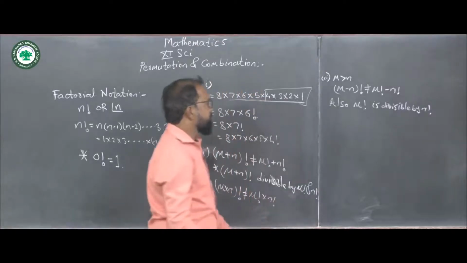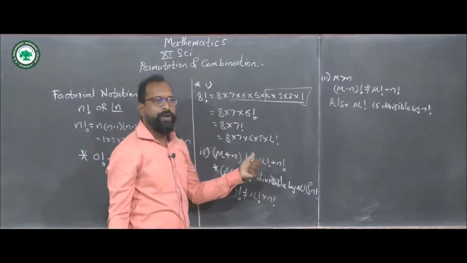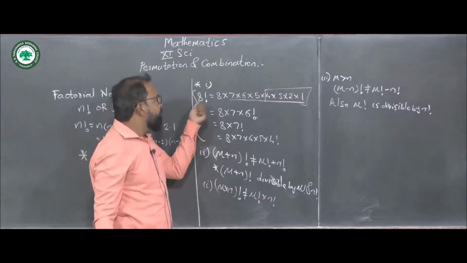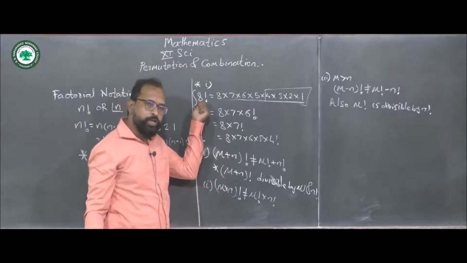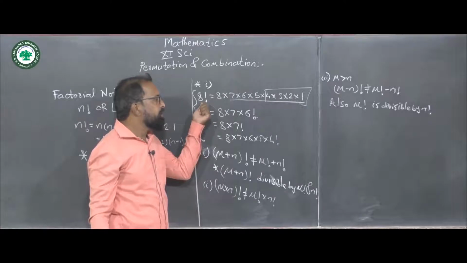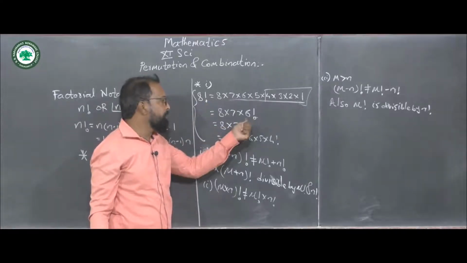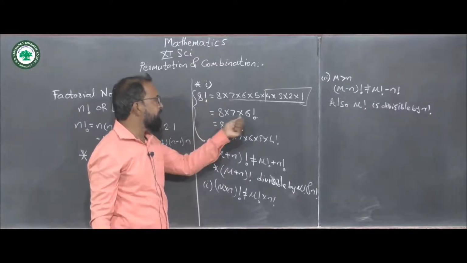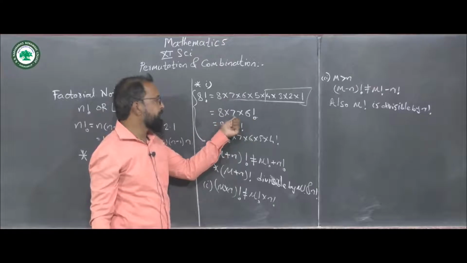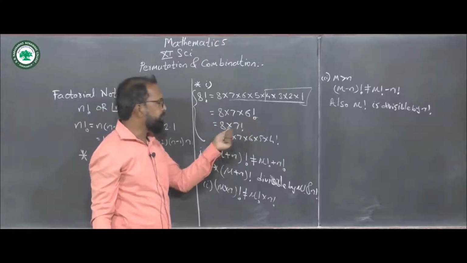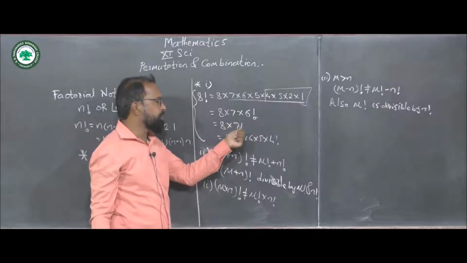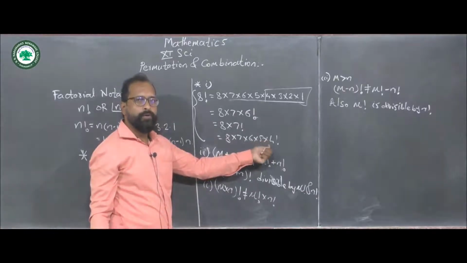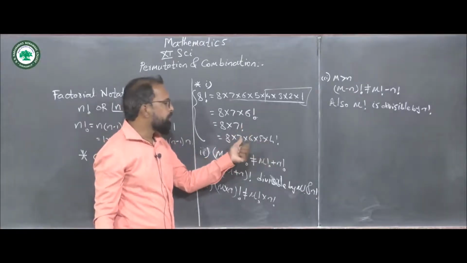So these are some basic properties of the factorial notation. The first concept is that for any number, its factorial can be represented as a factorial of a number less than it. Here we write 8 factorial in terms of 6 factorial, that is 8 into 7 into 6 factorial, or 8 into 7 factorial, or 8 into 7 into 6 into 5 into 4 factorial, and so on. This is the main thing.